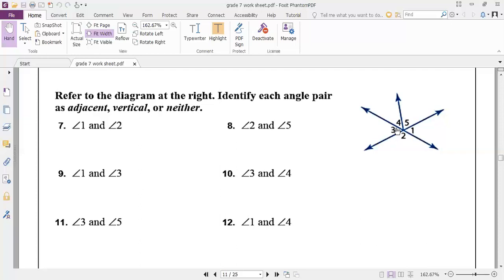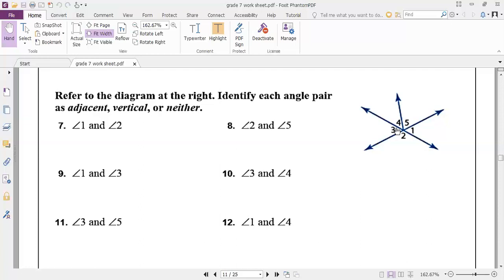Angles 3 and 5 now. They are not adjacent and they are not vertically opposite angles, so they are neither. Why? We don't have a common side or a common vertex. Because they are in two different directions and do not make a big X letter, it looks like a K letter, so they are not adjacent.